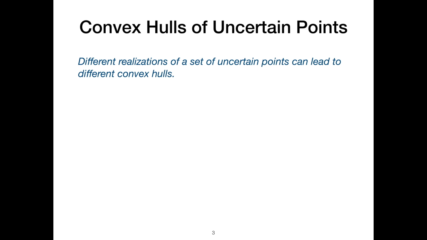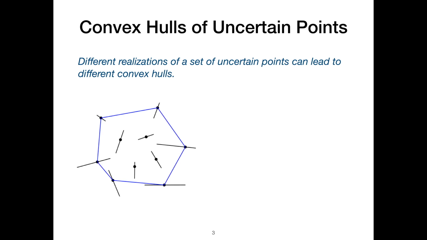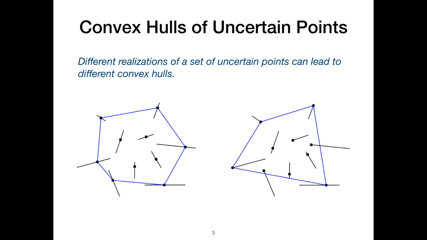A convex hull of a set of uncertain points is the convex hull of a realization. Different realizations can lead to different convex hulls. For example, here we have a realization of this uncertain point set and its convex hull. However, if we have a different realization, we will have a very different convex hull. This raises the question, which convex hull are we looking for?